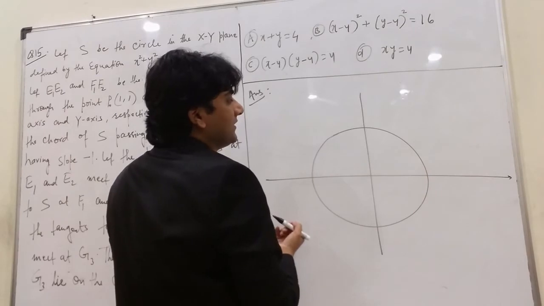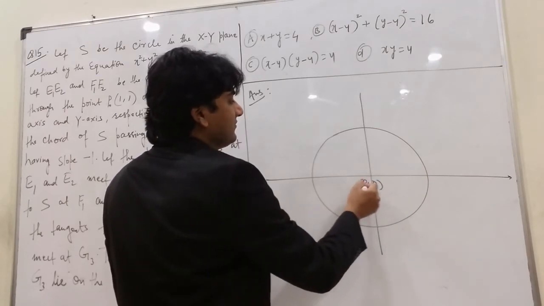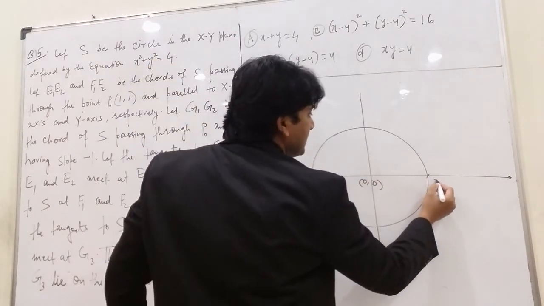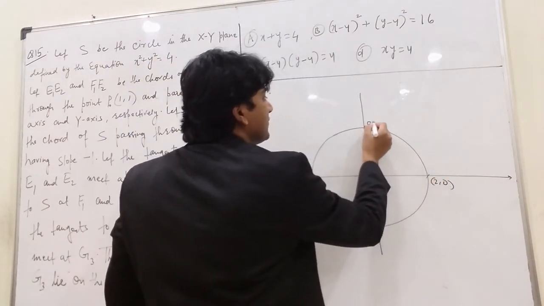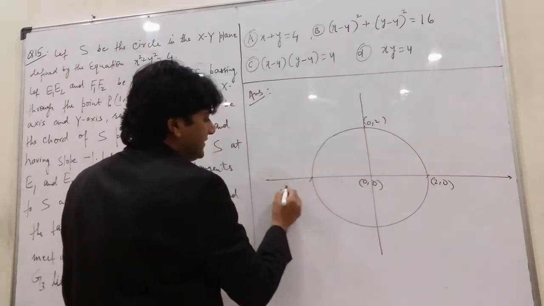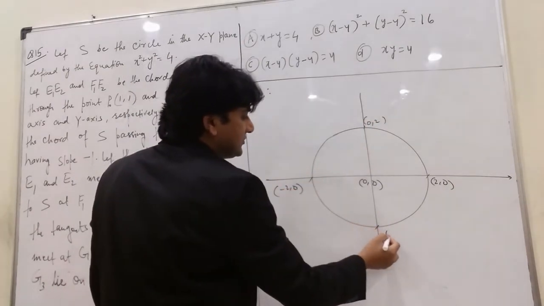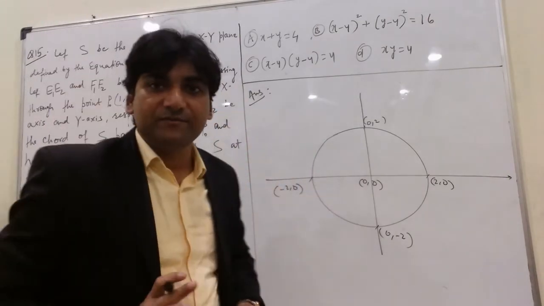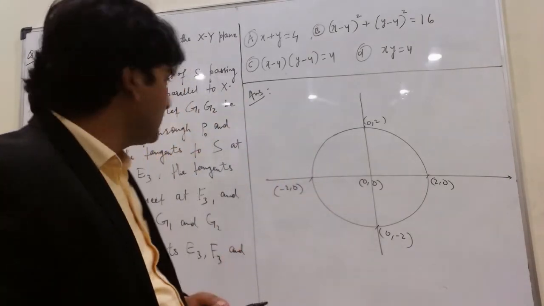Okay, center is (0, 0) and radius is 2, so the points are (2, 0), (0, 2), (-2, 0), and (0, -2). So this is just the passage which I have plotted. Now we will check the question.